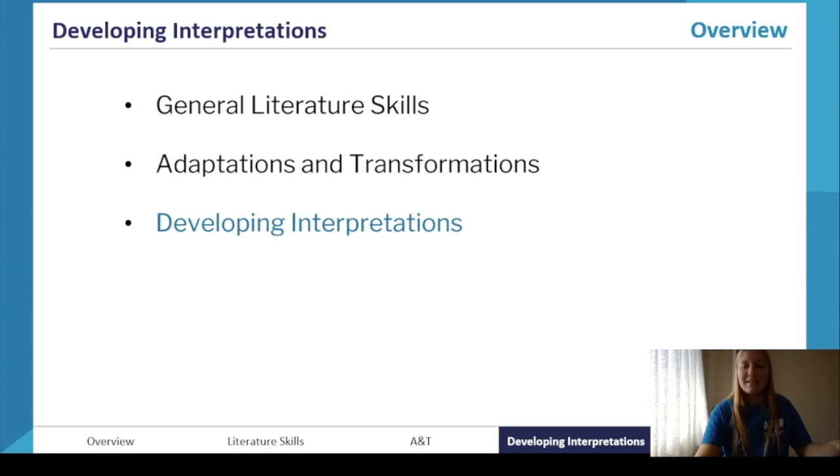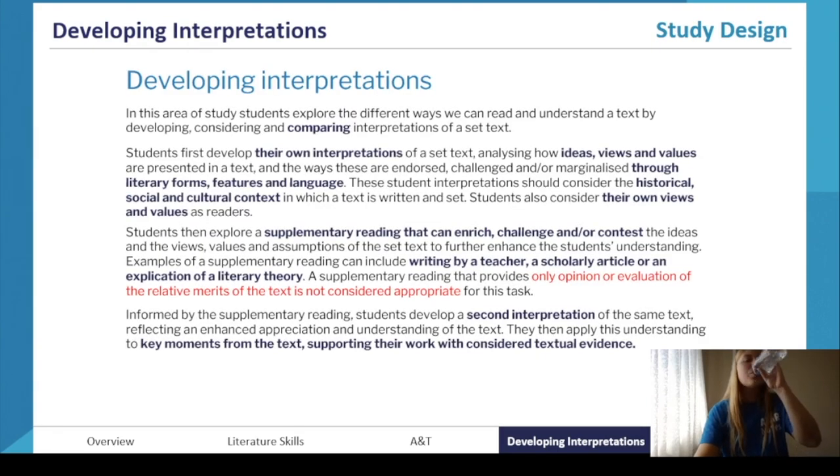Exam and SAC task this year. So looking at the study design, in this area of study, students explore the different ways we can understand and read a text by developing, considering, and comparing interpretations of a set text.